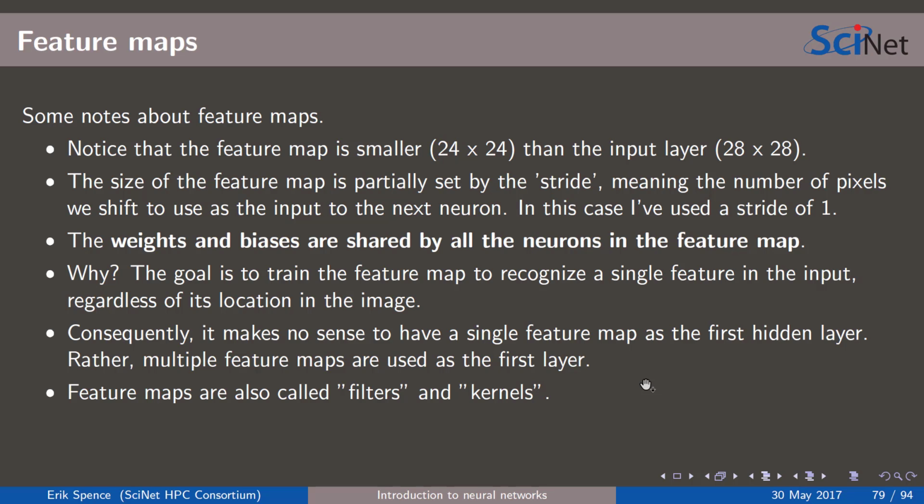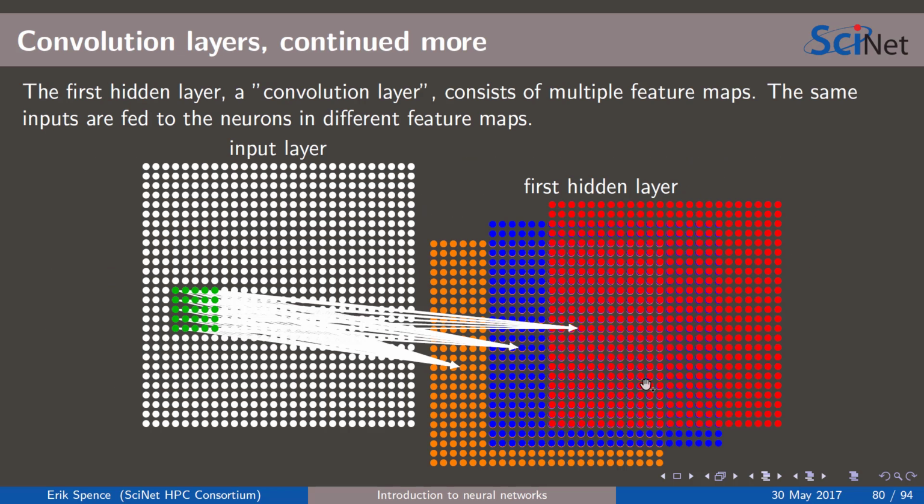So instead of just having one feature map, we can have an arbitrary number of feature maps. So that this feature map will learn this particular shape, this feature map will learn this particular shape, this feature map learns a different one. These are also called filters. You also see them called kernels as well. So what actually ends up happening with our first layer is it looks like this. Here's my input layer, and then I have an arbitrary number of feature maps right after it.